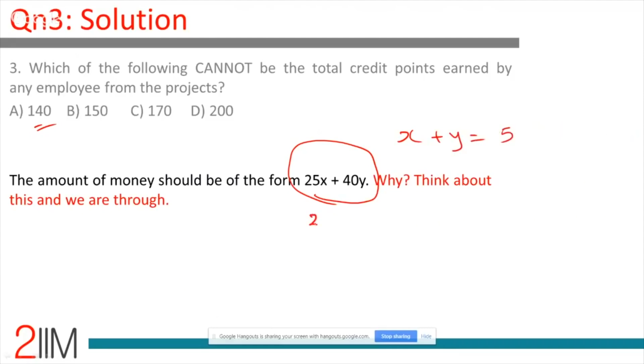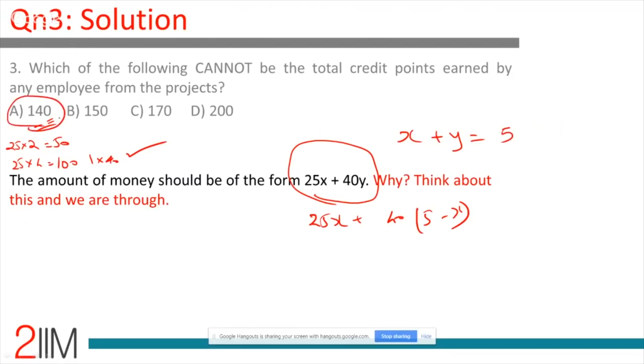You can even call it 25x plus 40 times 5 minus x. Okay. I want to break this up. 140. Is this possible? 25 into 1 and then 40 into something, not possible. 25 into 2 is 50, remaining 90, not possible. 25 into 4 is 100, 1 into 40. Yeah, we got it. We got a winner there. So 1 challenging project, 4 regular projects, and 140 is possible.